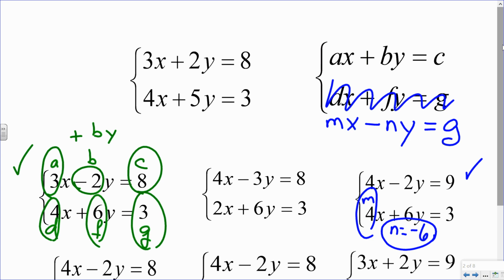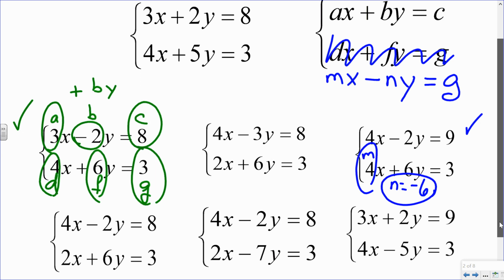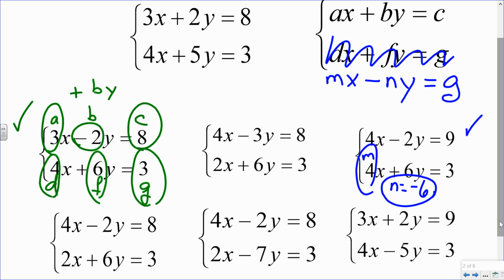So you've got to really pay attention to the plus and minus signs when you're doing these. Sometimes you will be plugging a negative number in when you evaluate. Sometimes you have to be careful as you're setting this up. What does that mean you have? If I did this one down here, and I was using the mx minus ny equals g for the second equation, what would n have to be in this one? It would have to be a positive 5 to be minus n times y. So you see why you need to really watch the pluses and minuses.